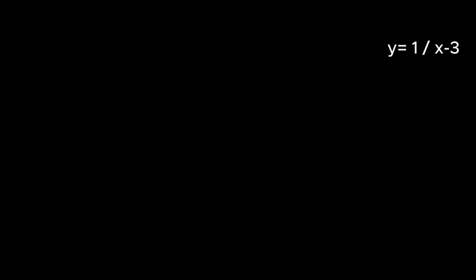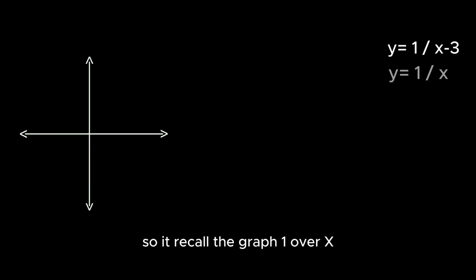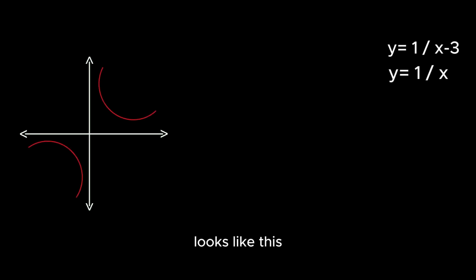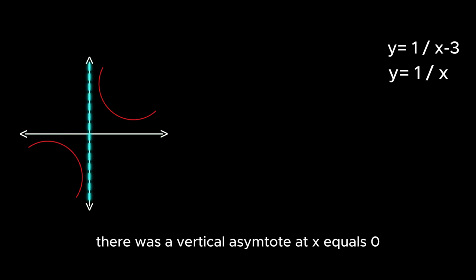Now, what if we have a rational function that looks like this? How can we graph it? So if you recall, the graph 1 over x looks like this. There was a vertical asymptote at x equals 0.